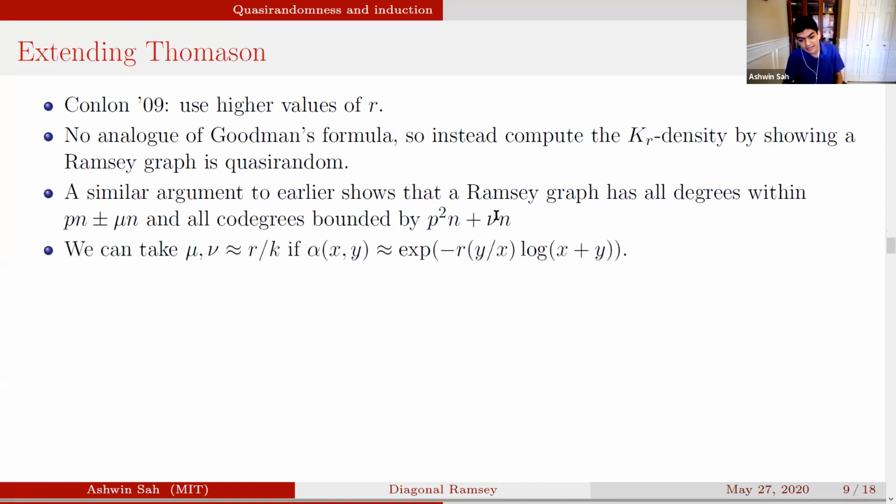As it turns out, if alpha of x comma y, so this is alpha k, is around e to the negative r times y or x log x plus y, then it turns out that mu and nu are both approximately r over k. Thomason's argument is basically the case where r is constant, and Conlon's argument, and what I do as well, allows us to use a larger r.